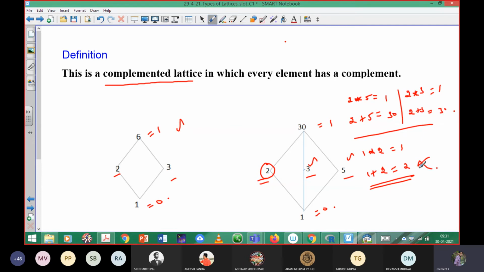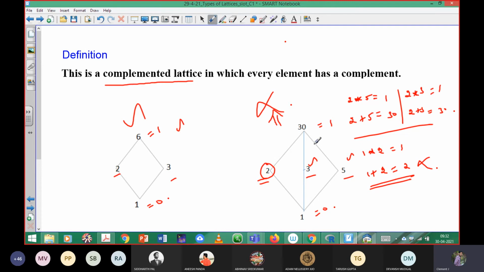Because it is not satisfying the complemented lattice condition, I should call this example not a complemented lattice. I could not determine the complement element of 1 and then 2, right? Okay, it is not satisfying. Between every pair, if you check, you should attain both the bound values. If it is not so, then I can simply close the answer. It is not a complemented lattice.